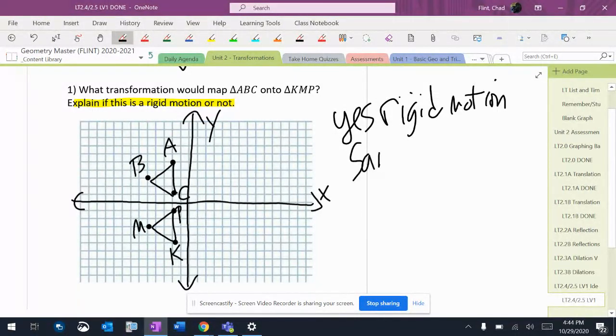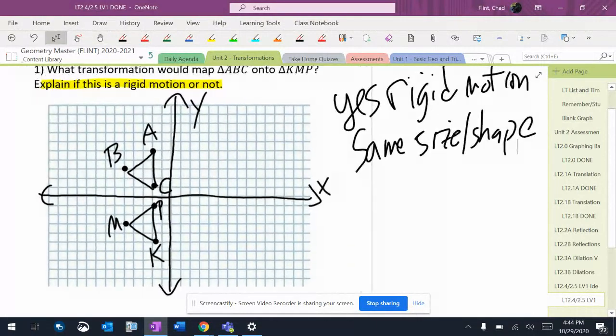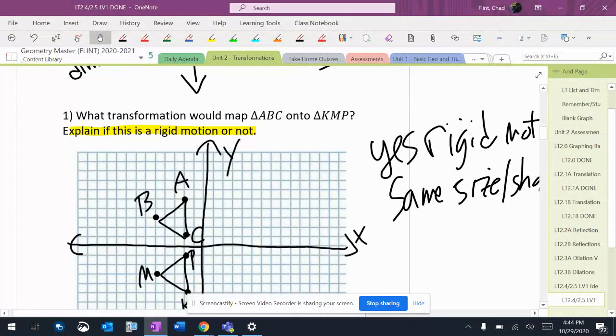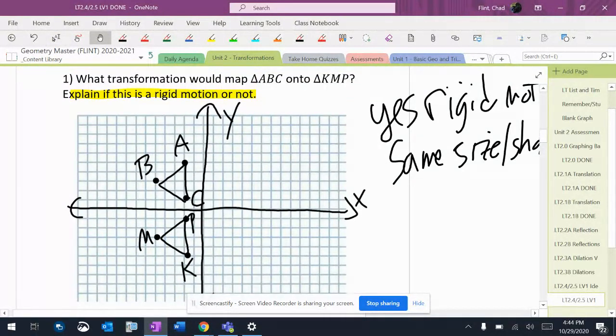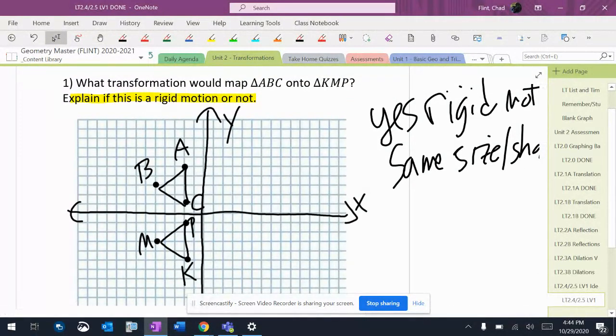And I'm just going to be simple here. Same size and shape. So now I've got to figure out how the heck did ABC get onto KMP? If I look at it, it kind of looks like it might be a translation. It kind of looks like it might be a reflection, possibly. So let's look at what the letters do.